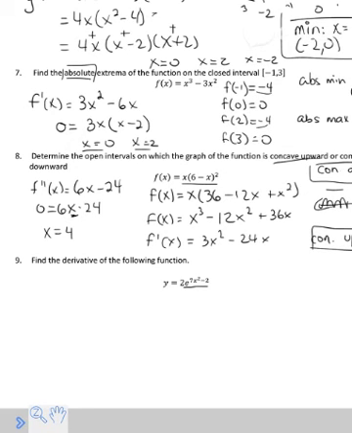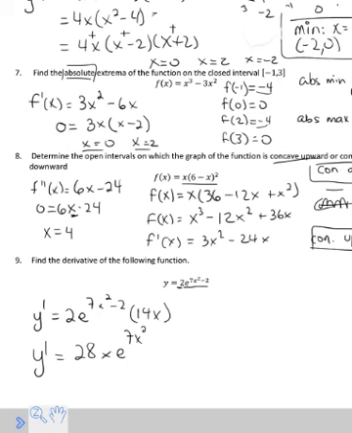So we find y prime. The 2 is just a coefficient, so that just stays 2. Now it's e to the u times du, so the derivative of this, which is 14x, so simplifying gives us 28x, or sorry, 28x e to the 7x squared minus 2.